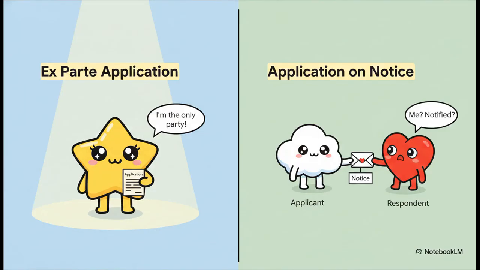And applications generally come in two flavors. You've got the ex parte application. That's Latin for from one party. You use this when you're the only person involved and your request doesn't step on anyone else's toes. But if what you're asking for clearly affects someone else, you have to use an application on notice. You have to let them know you're taking them to court, and they then become the respondent in the case.